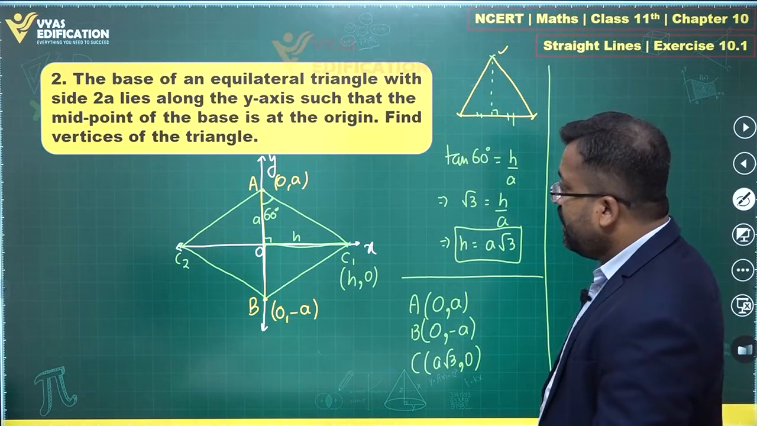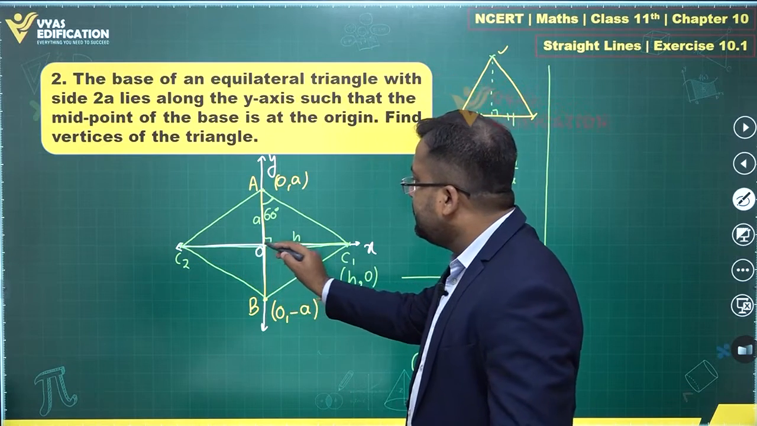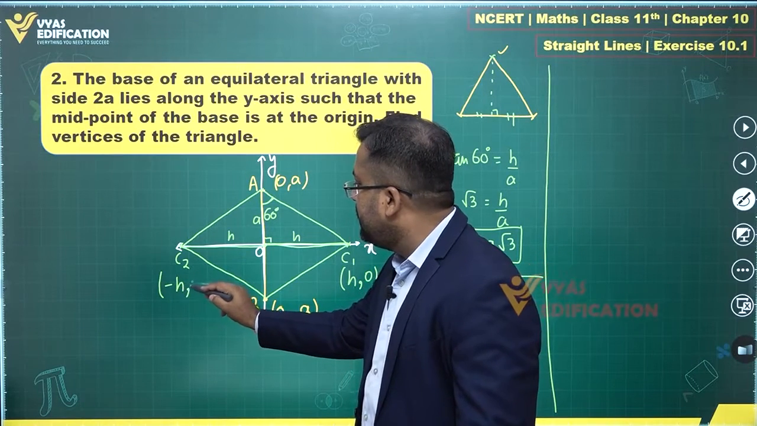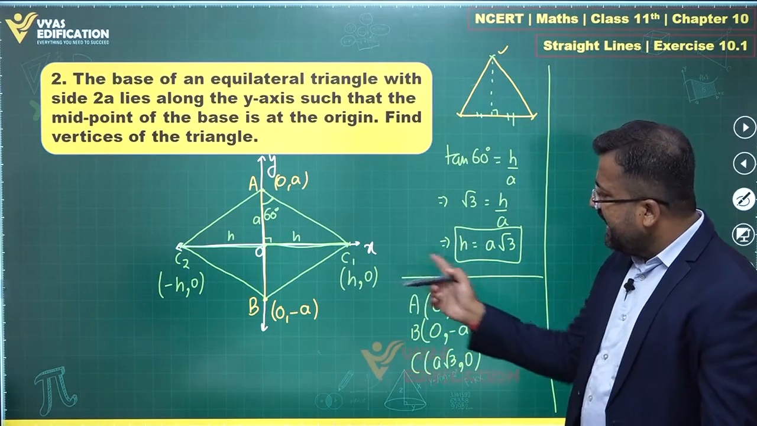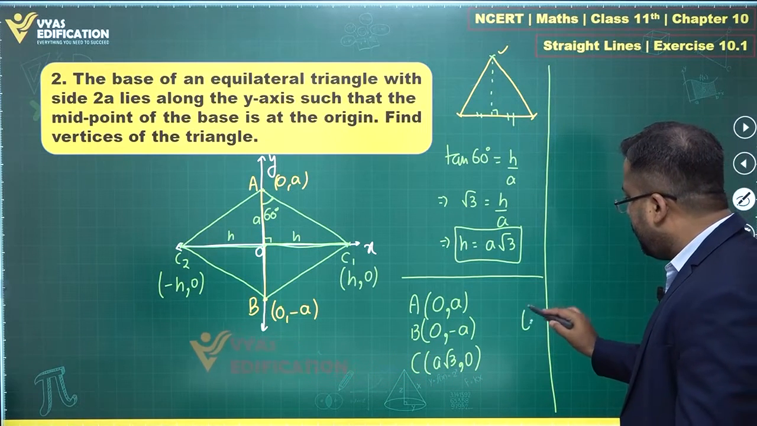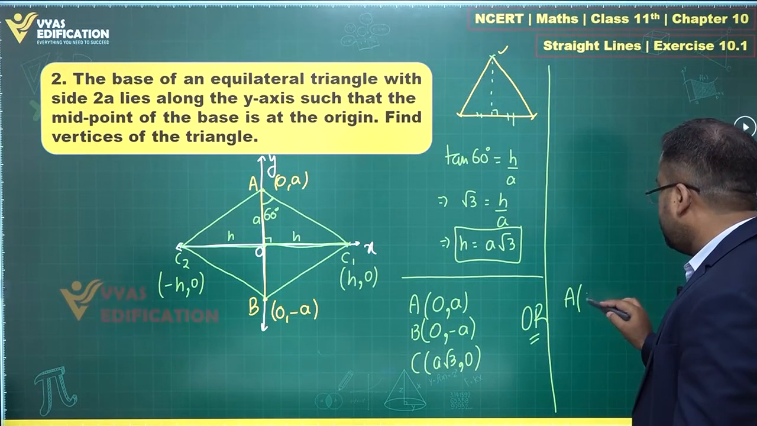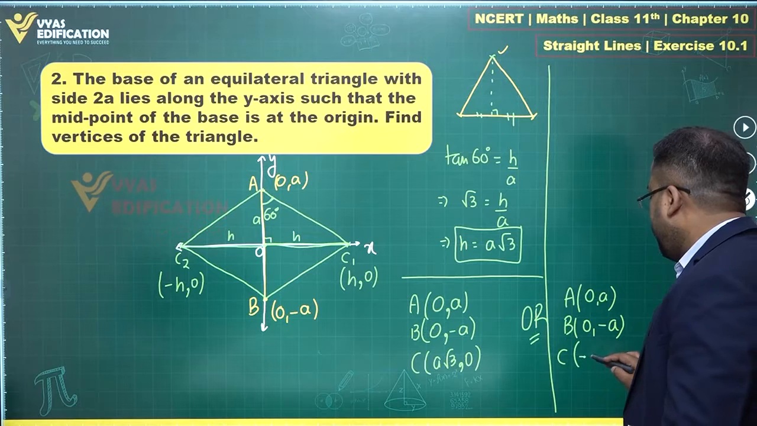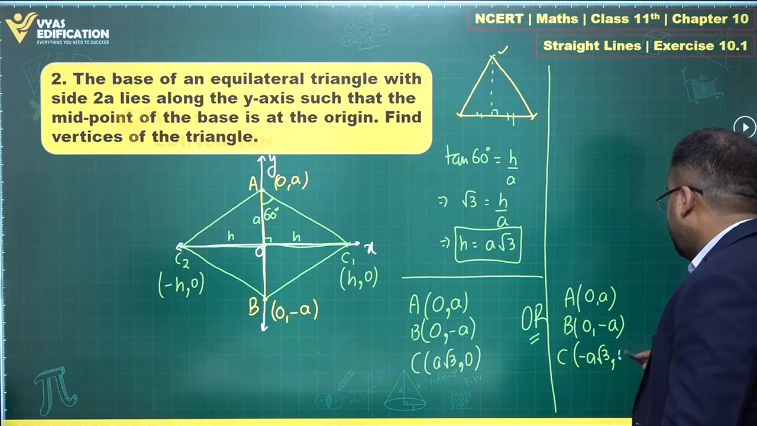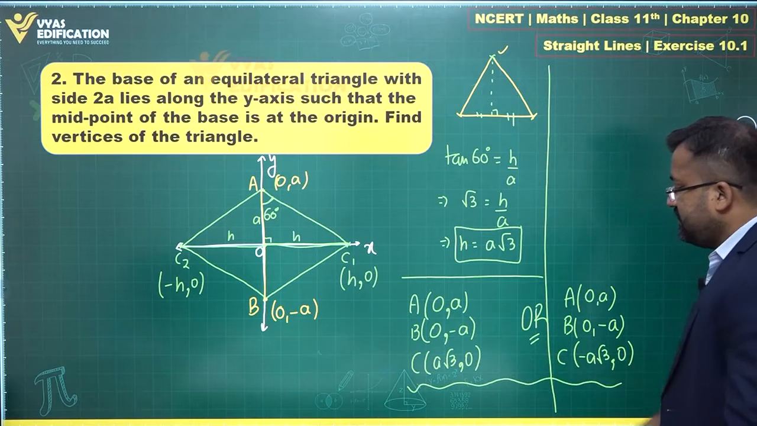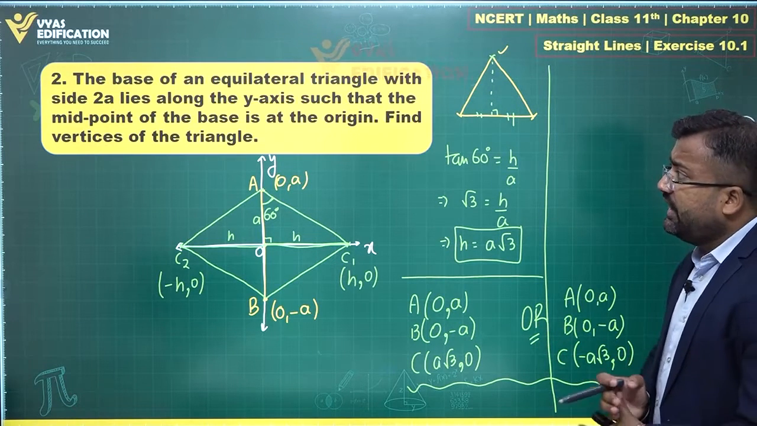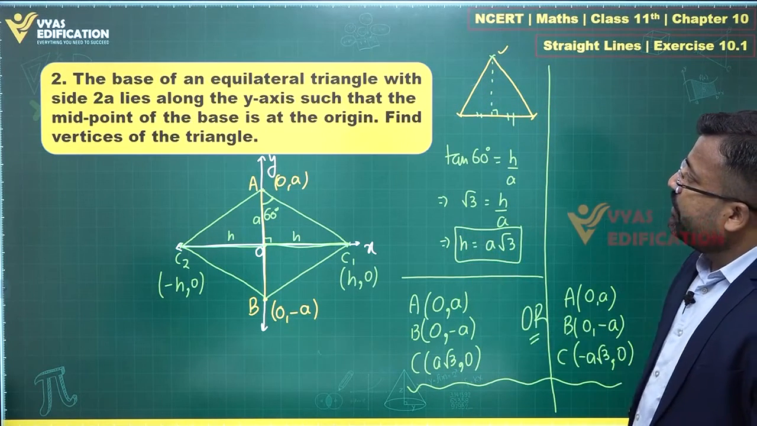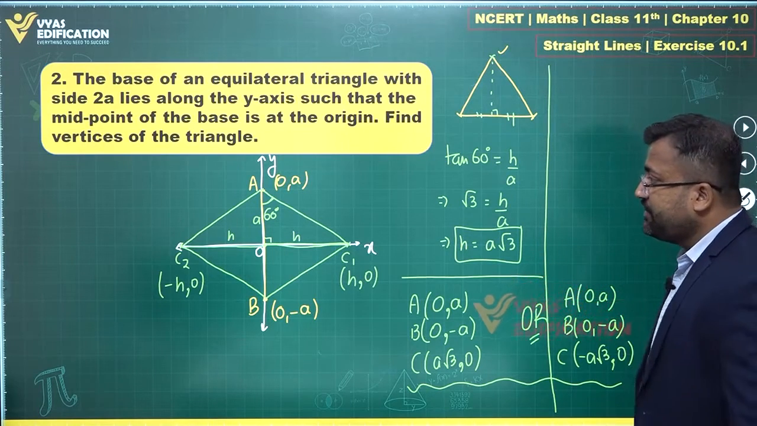Is that okay? Yes. What about the coordinates of this C2? This distance will again be h, and the coordinates of this will be (-h, 0) actually. A similar calculation will tell us that (a, 0), (0, a), (0, -a), and C (-a√3, 0) will be the coordinates of the vertices. This or this, both the answers are correct for this question since nothing else is given to differentiate between these two. Midpoint of base is at the origin, find the vertices of the triangle. That's a complete solution for this question.